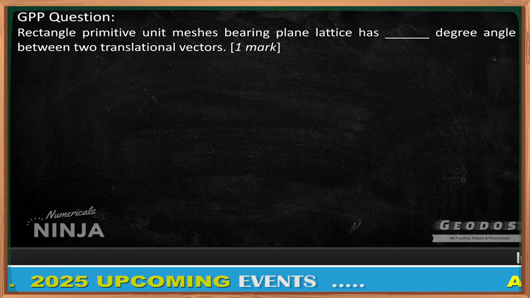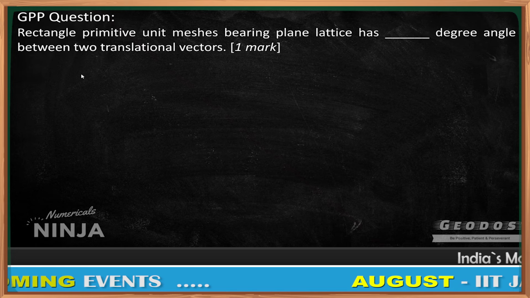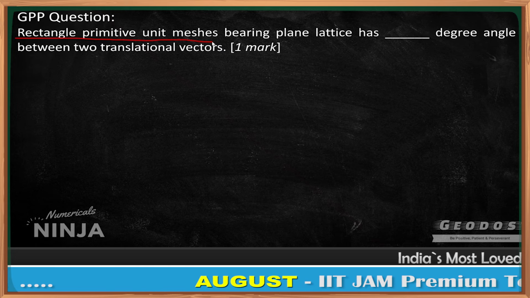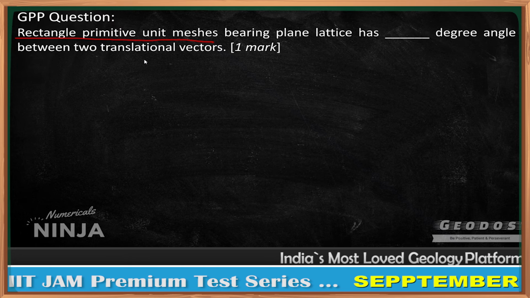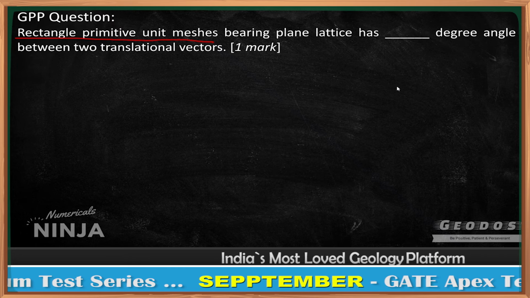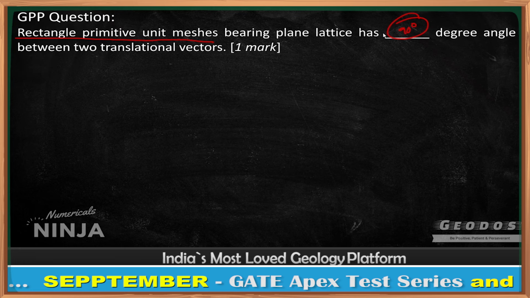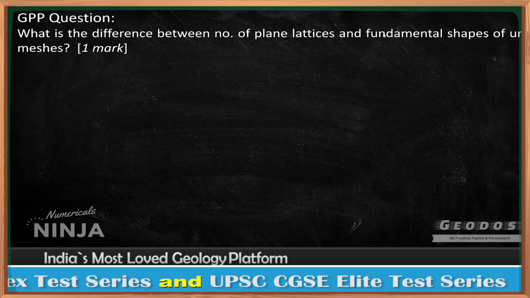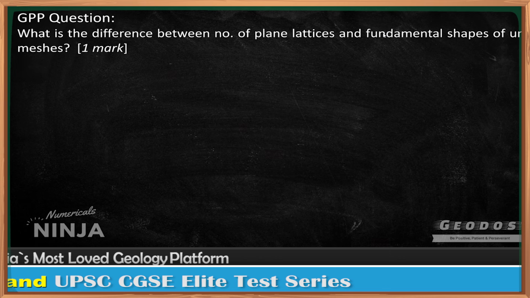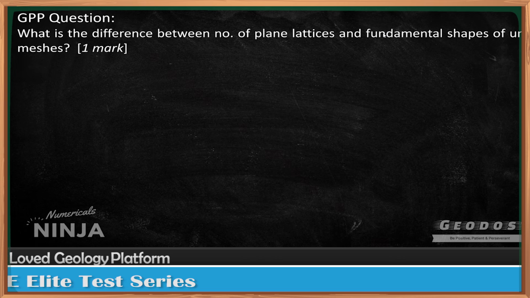Okay. Rectangle primitive unit mesh bearing plane lattice has dash degree angle between two transversal vectors, मतलब rectangular primitive unit mesh cases में what will be the angle, this is 1 mark, okay. This is for the JAM level, not for GATE level also, okay, because you just have to discuss all types of questions, okay. This is 90 degree, it is clear for everybody, this is a direct question, okay.